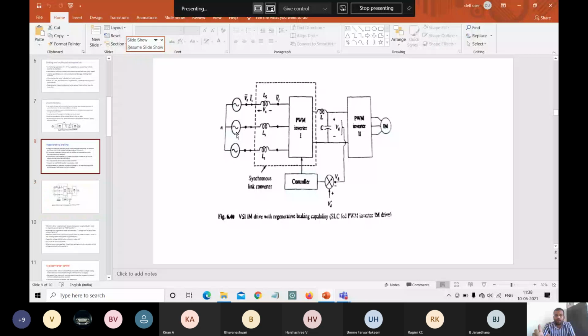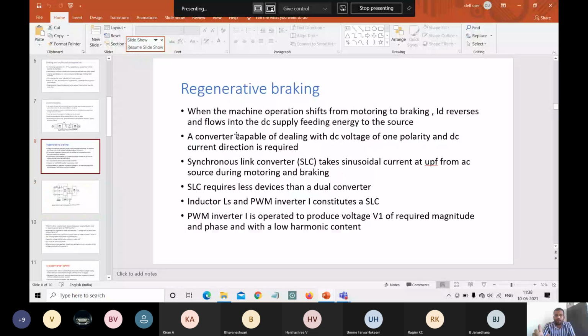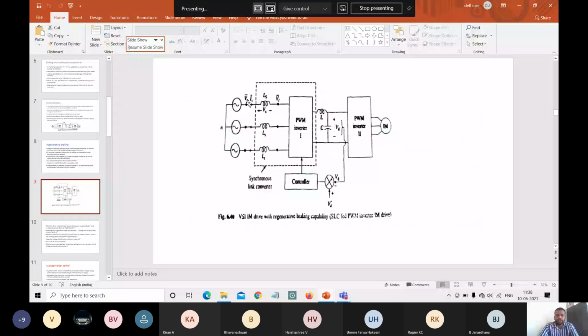Here this is the IS. IS is the source current, which is nearest to sinusoidal, and this is in phase with the supply voltage Vs for about 180 degrees. So the motoring and braking actions take place when the drive is operating in steady state.